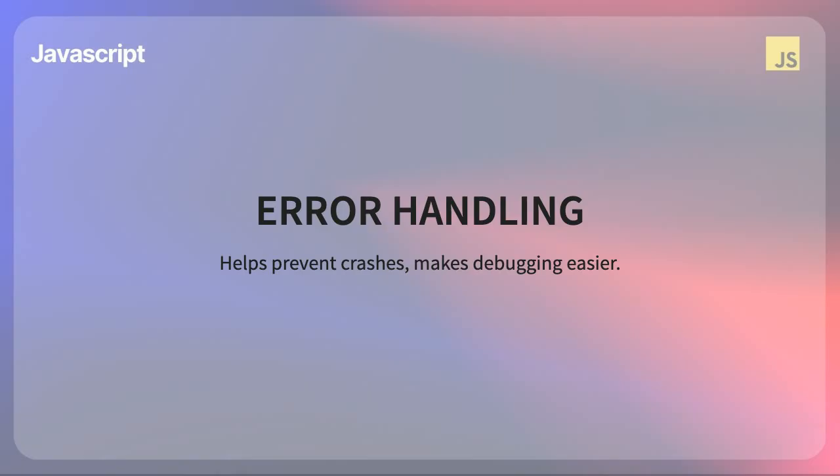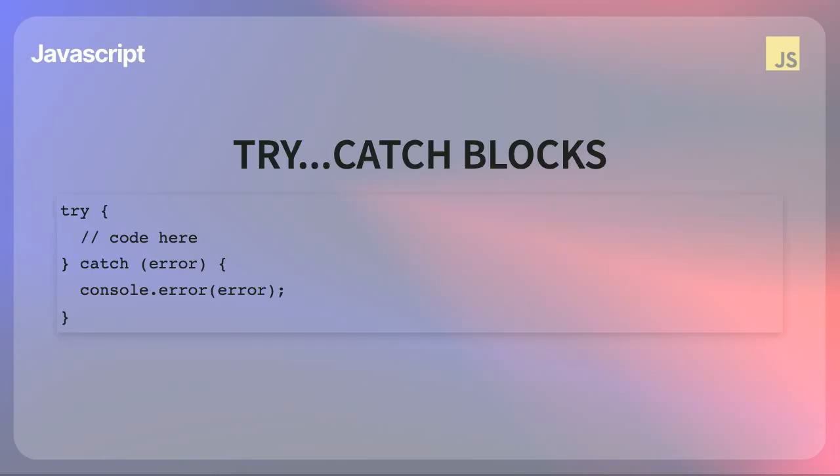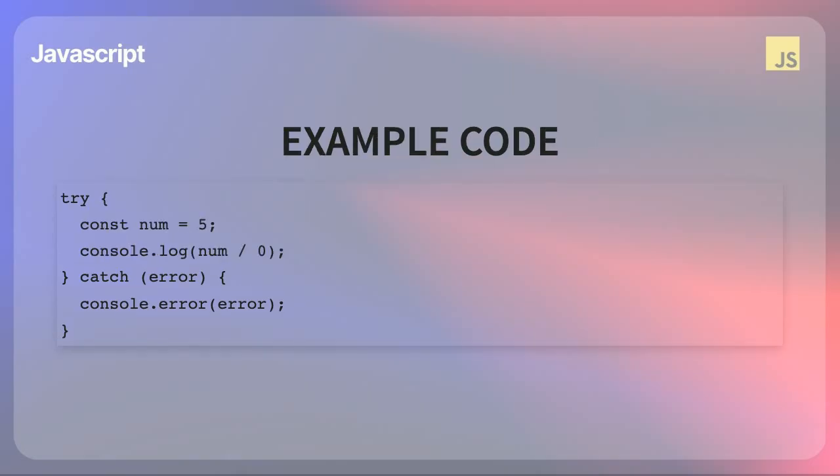Error handling helps us anticipate and fix problems before they become major issues. A try-catch block is a way to anticipate errors and handle them when they occur. The try part of the block contains code that might cause an error, while the catch part includes code to deal with the issue.